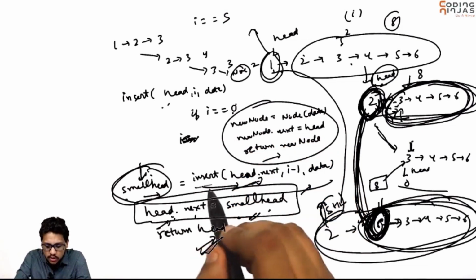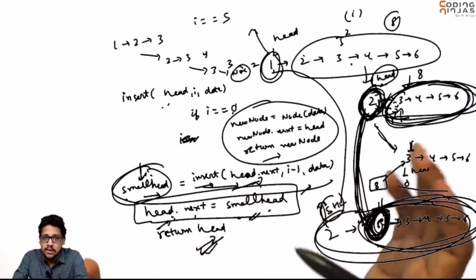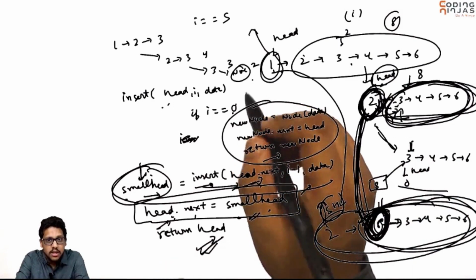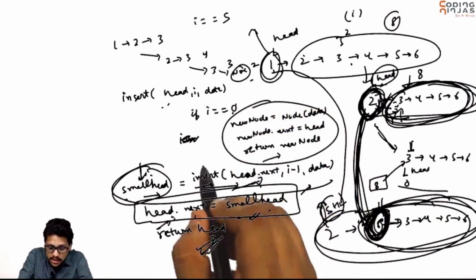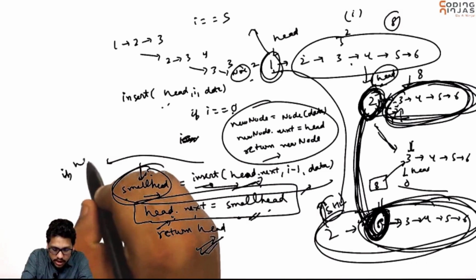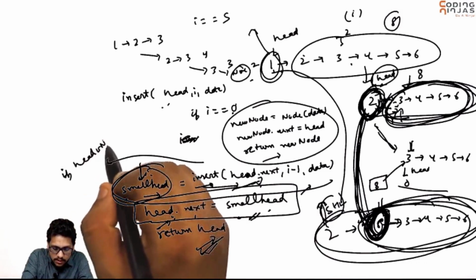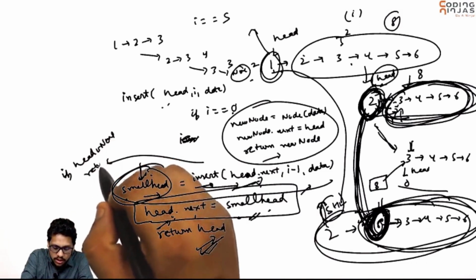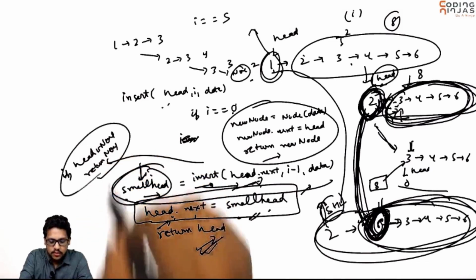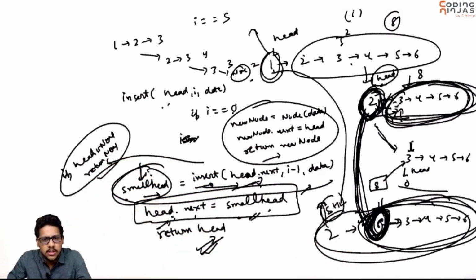I equal to 2 here. You will go here, insert at head dot next. That will give you a problem, because none dot next doesn't happen. So that means if at any point of time your head becomes none, that means you can do nothing. You just need to return none from there, because that doesn't make sense.